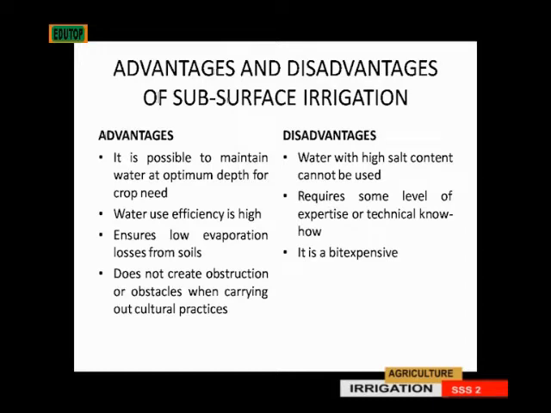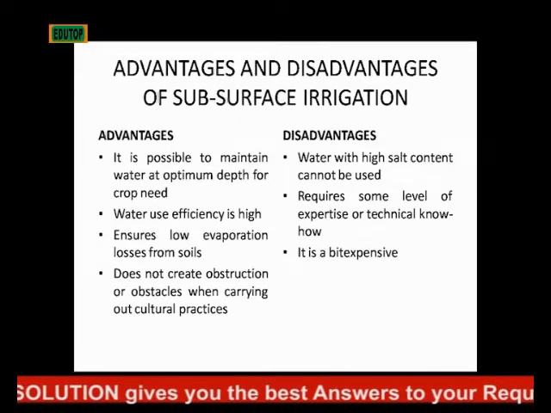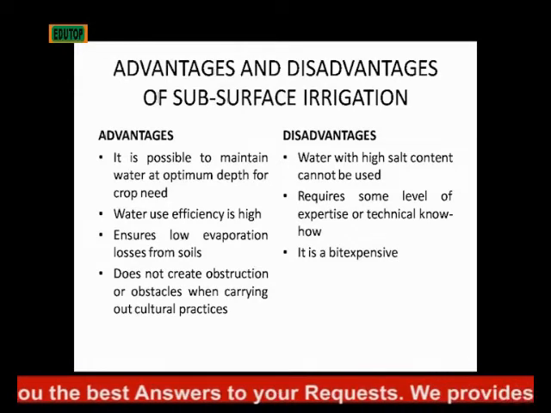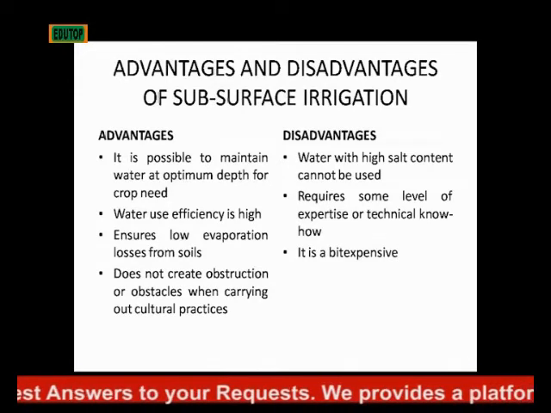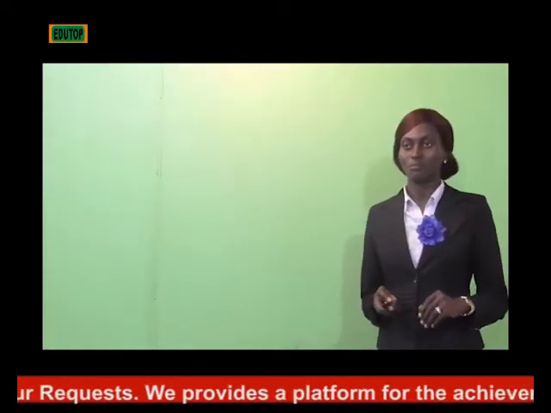Now, disadvantages of subsurface irrigation system is that water with high salt content cannot be used. Then it requires some level of expertise or technical know-how. So you have to either call an expert, or you yourself as a farmer, you are trained. You know what to do. It's not just something you can dabble into. Then it is a bit expensive because you have to run pipes under the soil.